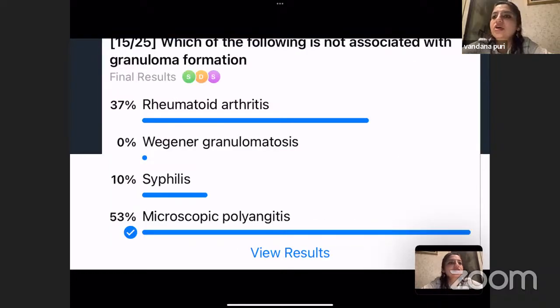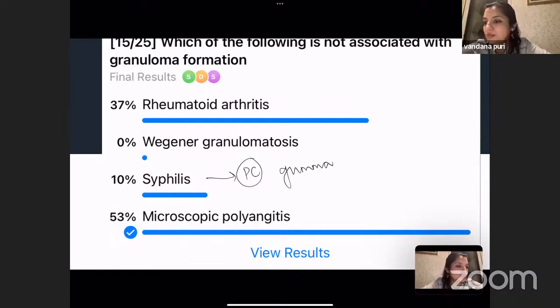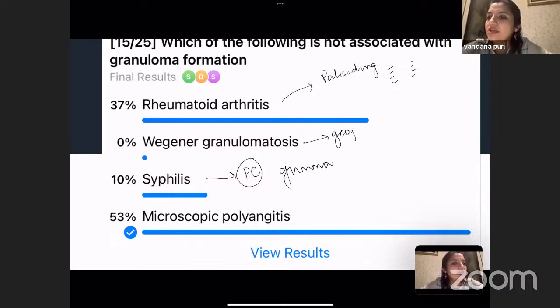Next was this simple question: which is not associated with granuloma formation, guys? Whenever I'm talking about granulomas, all of you should know there are rare causes of granulomas also, which you should remember. Syphilitic granuloma is rich in plasma cells. This plasma cell rich granuloma of syphilis is called a gumma. Rheumatoid arthritis granuloma typically shows you palisaded granuloma, that is, there is palisading on both sides. So that is rheumatoid arthritis granuloma. Wegener's, everybody knows, causes granuloma with geographical necrosis.